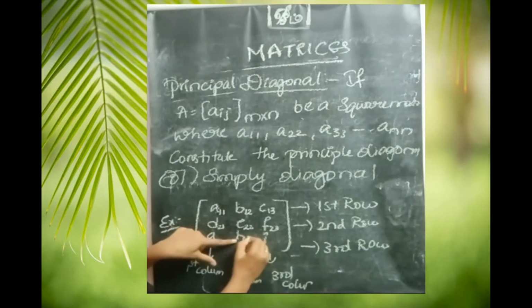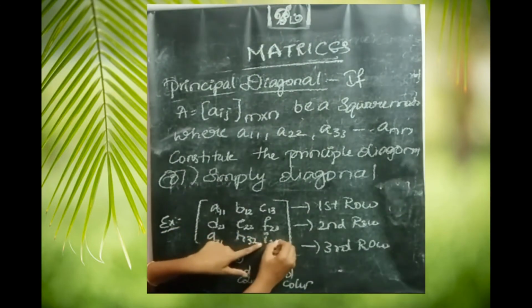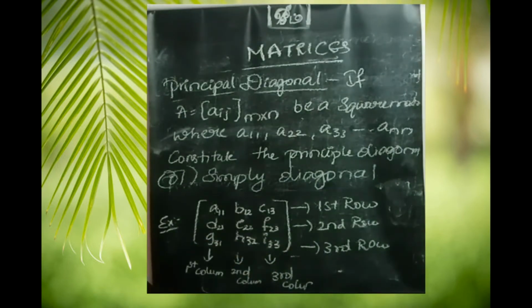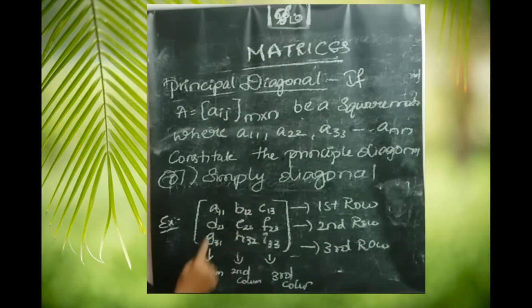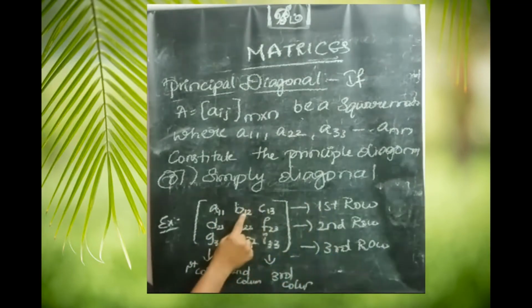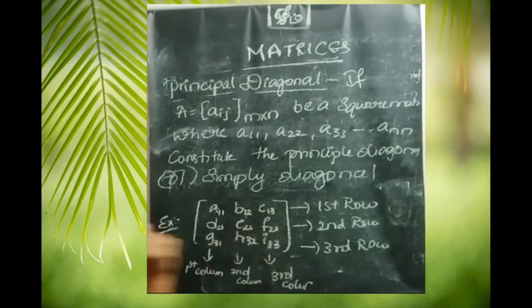H 3 2, I 3 3. Very simple. First, A is in the first row, first column. B is in the first row, second column. C is in the first row, second column.